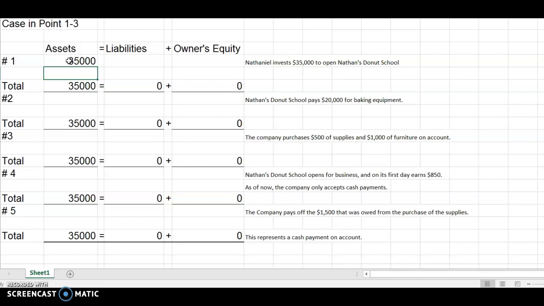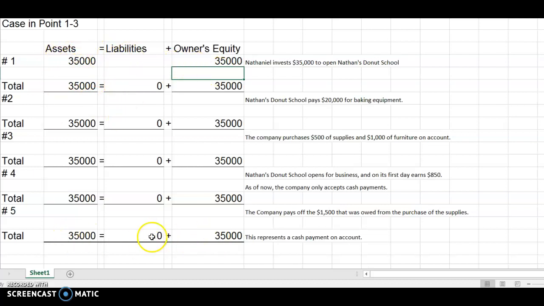So Nathan put in $35,000 in cash. That's capital. So Nathan's capital account, which falls into owner's equity, will also increase by $35,000. So at the end, the company will have more money than it did before, and it will also have the owner's equity account increased. So using the accounting equation, assets have to equal liabilities plus owner's equity.